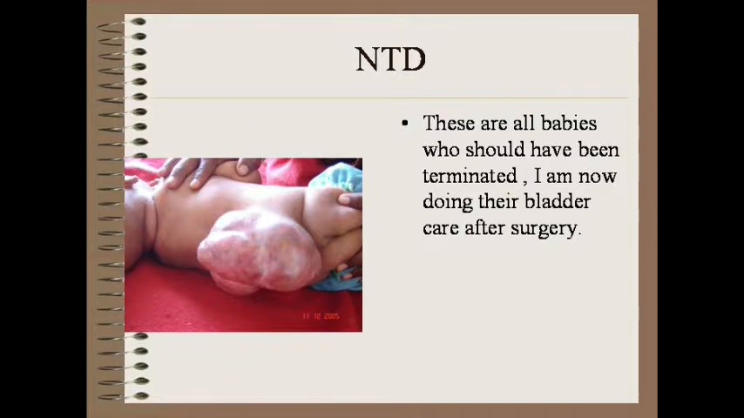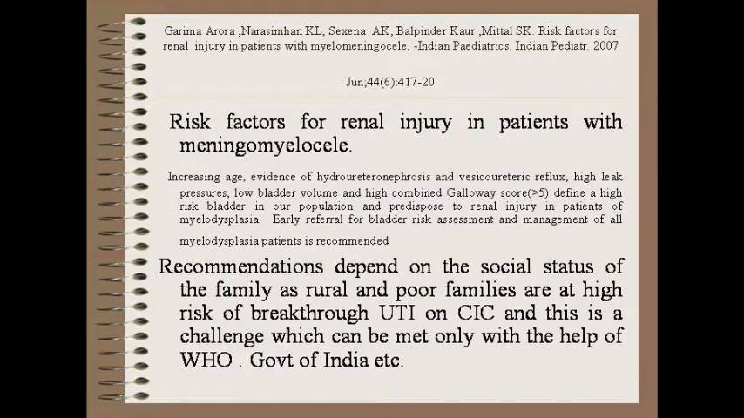So for all the children I can't recommend the prophylactic CIC, because in some situations the home situation is such that they are living in a single room with 3 children, and the asepsis is not good, and if you start giving advice on prophylactic CIC as soon as it's diagnosed, they'll end up with breakthrough UTIs and it's a disaster. So I do advise according to the patient, and this is a big challenge which actually needs a lot of support from the government.